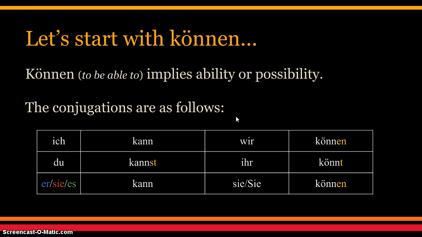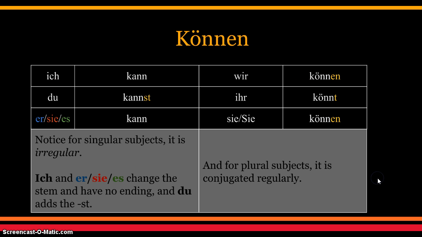Können, to be able to, implies ability or possibility. The conjugations are ich kann, du kannst, sie/es kann, wir können, ihr könnt, sie können. So if you've noticed, the singular subjects here are irregular. The stem changes the vowel from an ö to an a, and ich and sie/es forms take no ending, while du takes the normal st. Plural subjects are conjugated regularly, so wir können, ihr könnt, sie können.